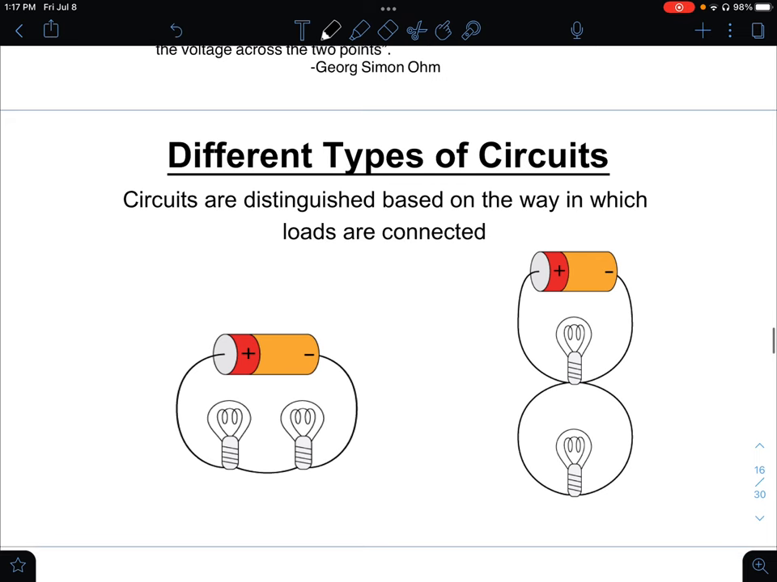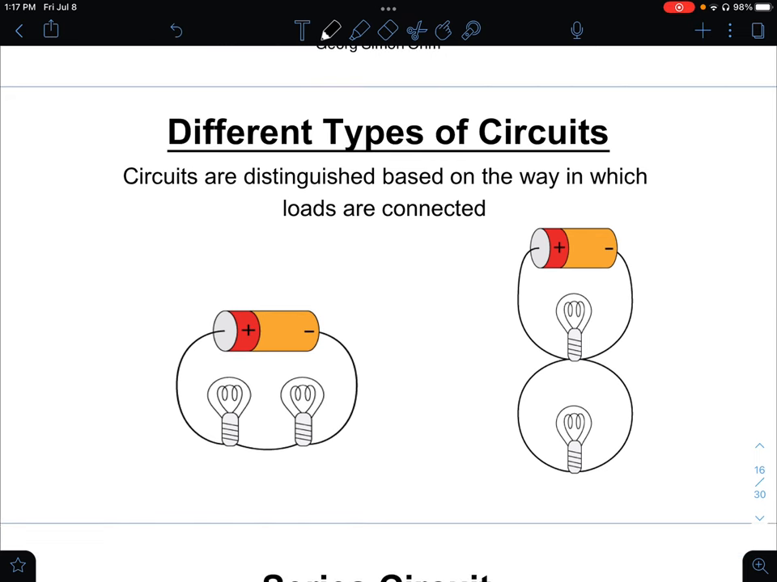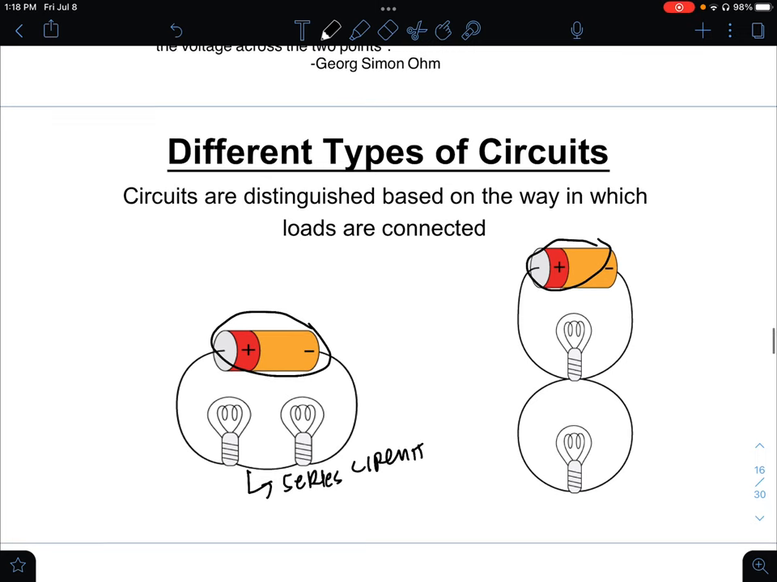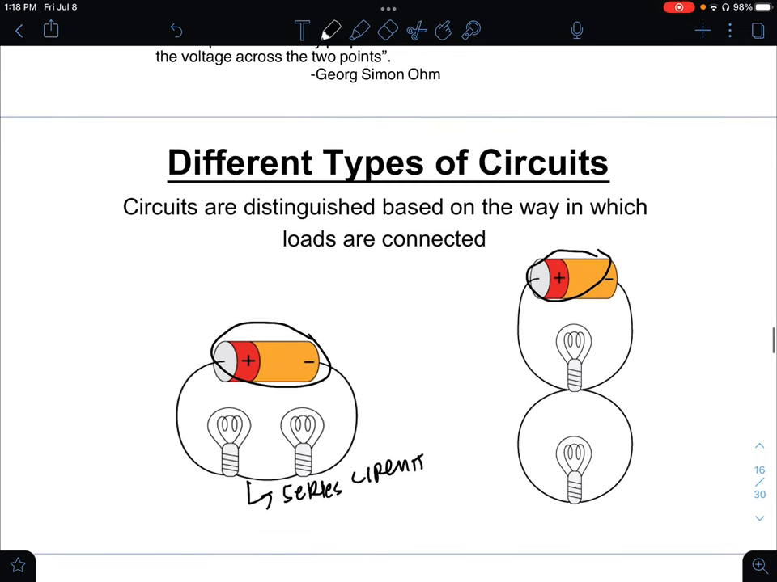So we have different types of circuits. Here the battery supplies the two light bulbs. This is actually called the series circuit. Whereas in the next picture, you can see there is a source, which is the source for the two lights in an electrical bulb. So this is called the parallel circuit.